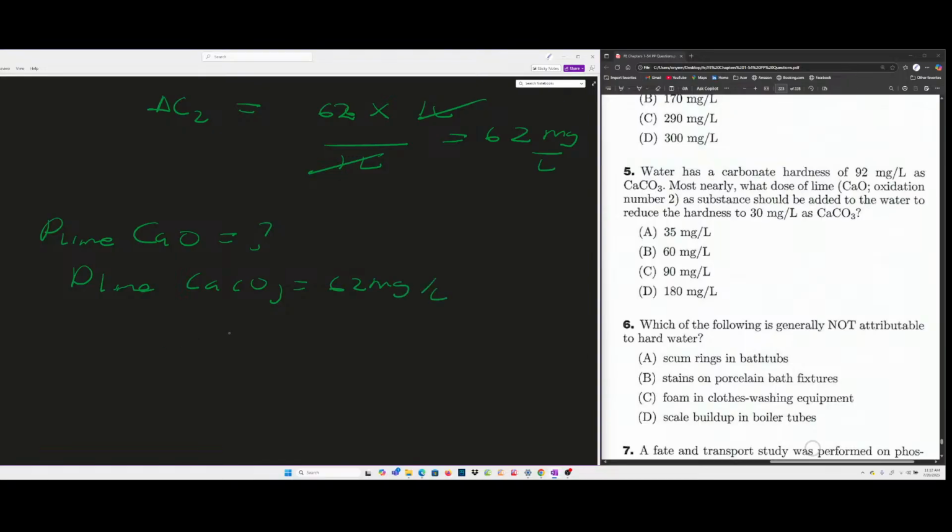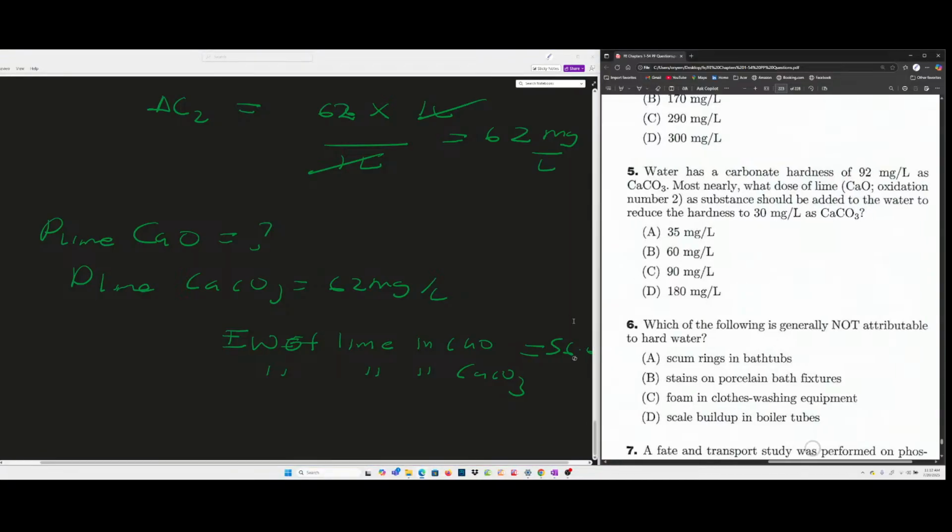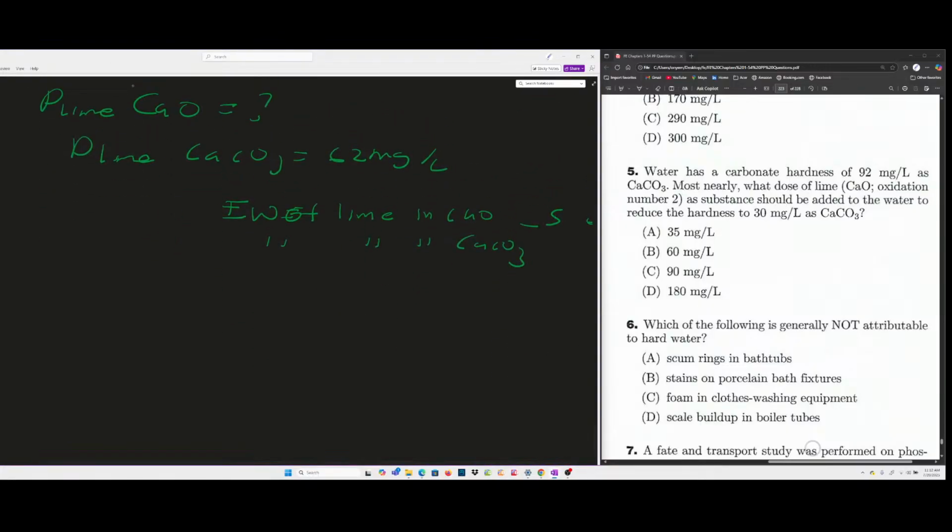So first we have to find the equivalent weight of lime in CaO, and we have to do the same for the equivalent weight of lime in CaCO3. Equivalent weight is molecular weight over oxidation number. I already solved for that, which is 56.07. Let me just solve for everything. We're looking for this A, and we're looking for this B. So let's get A.